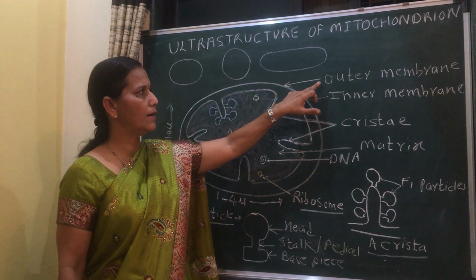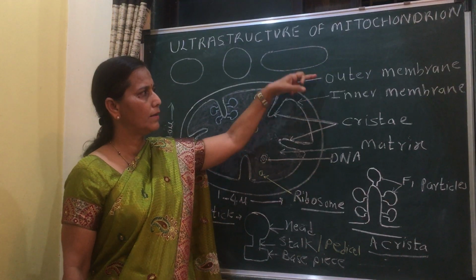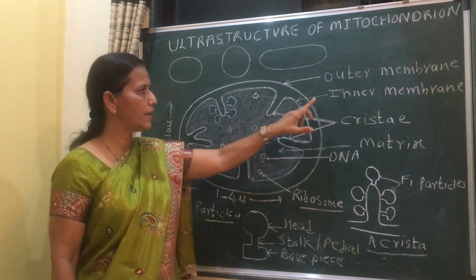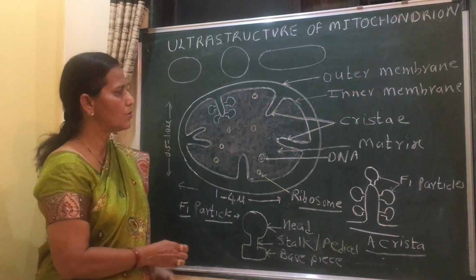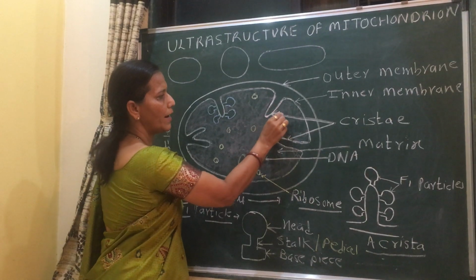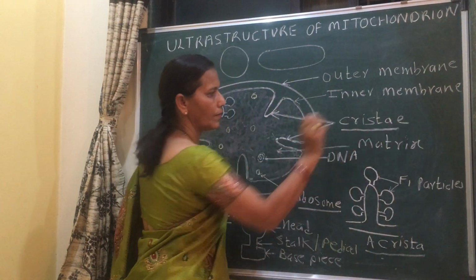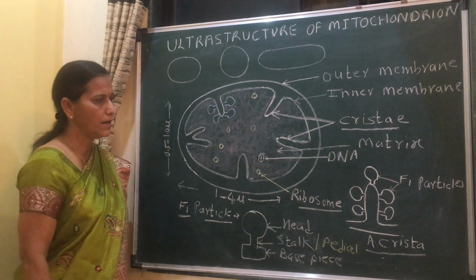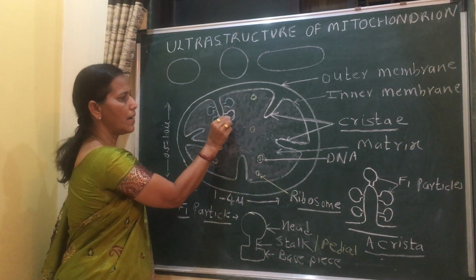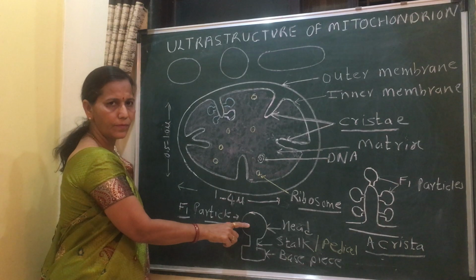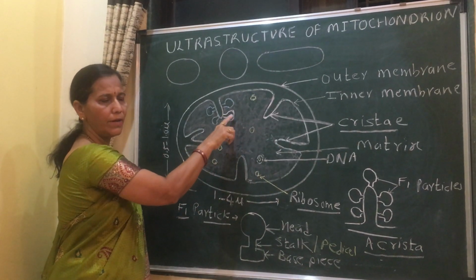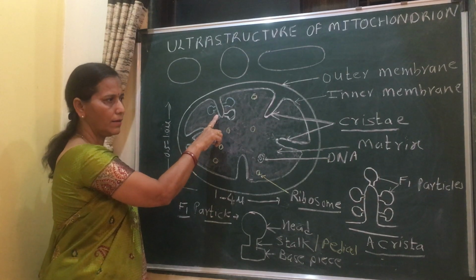Mitochondria are lined by a double membrane, that is, an outer membrane and an inner membrane. The inner membrane is thrown into a number of folds, and these folds are called cristae. The cristae are studded with F1 particles.